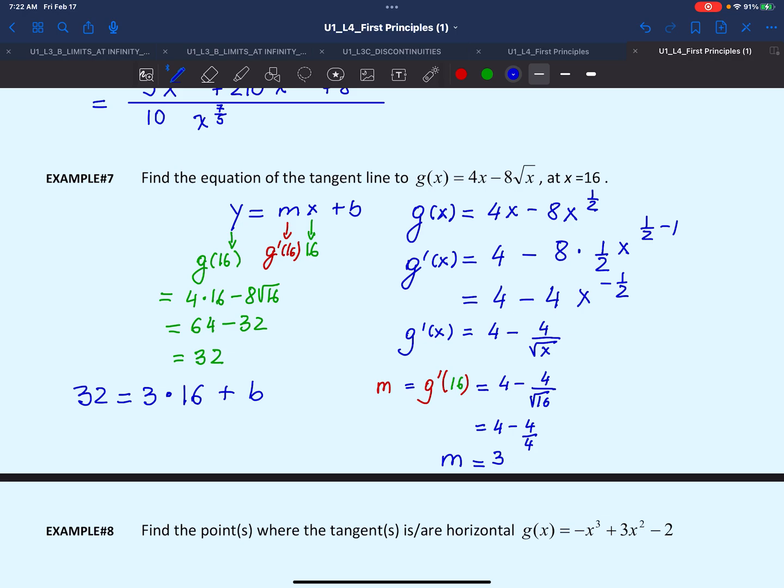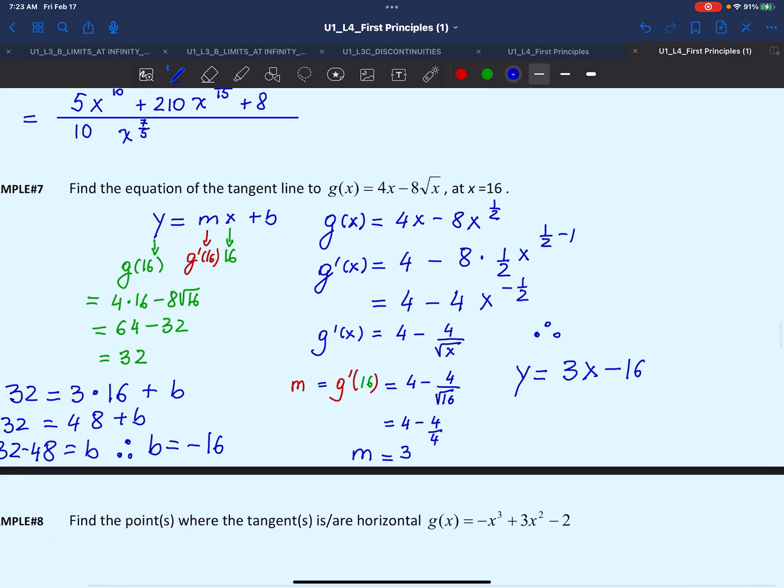So to find the value of b, we simply solve for b. We have 32 = 48 + b. So 32 - 48 = b, which means that the value of b equals negative 16. So therefore, we'll say that the equation of this line is y = 3x - 16. So the tangent drawn in slope y-intercept form would be y = 3x - 16.